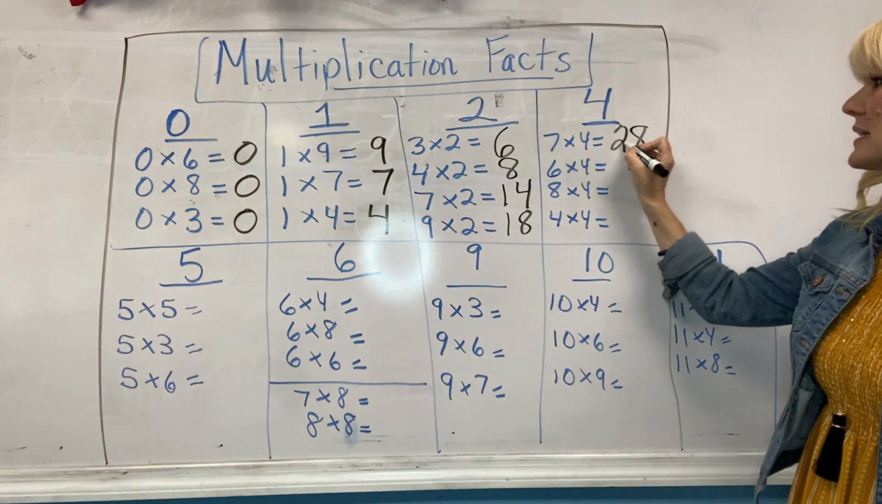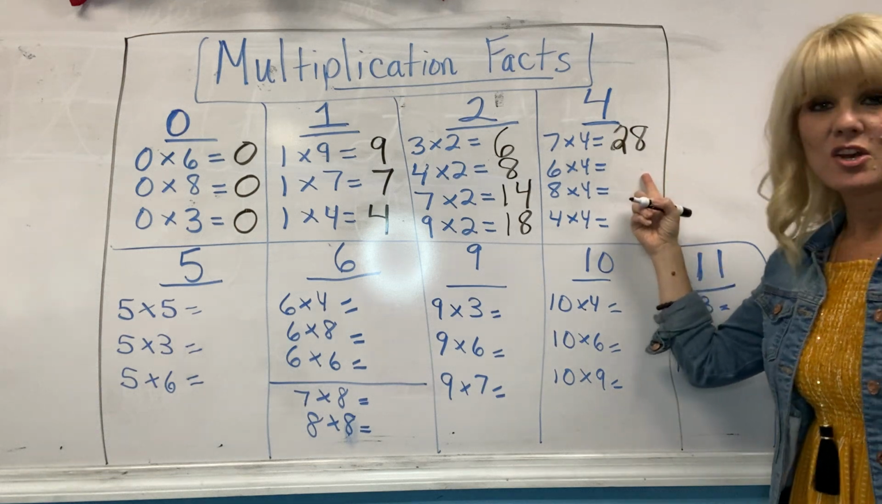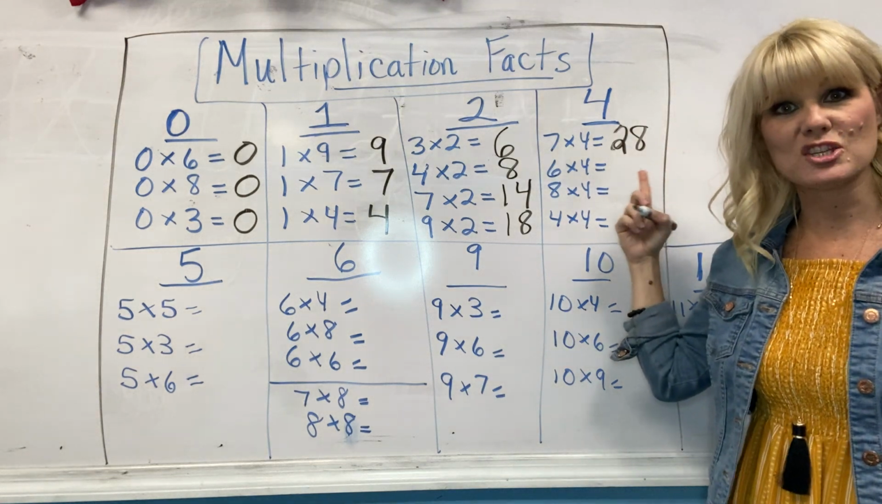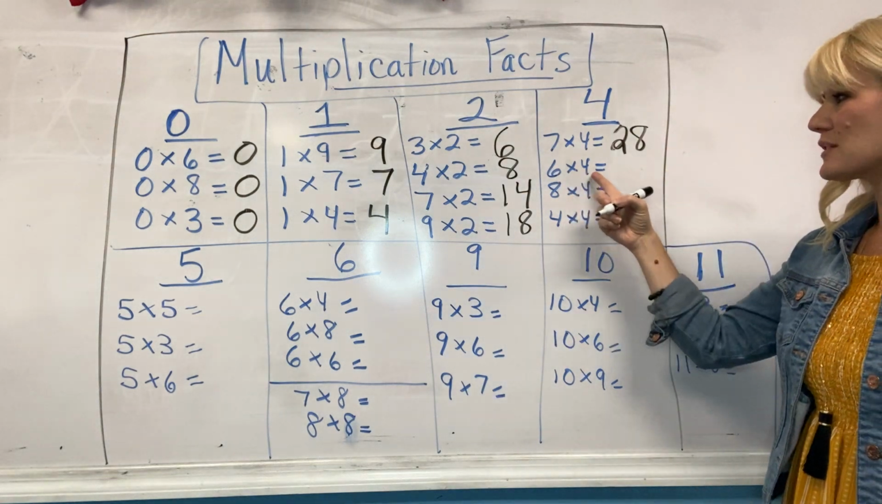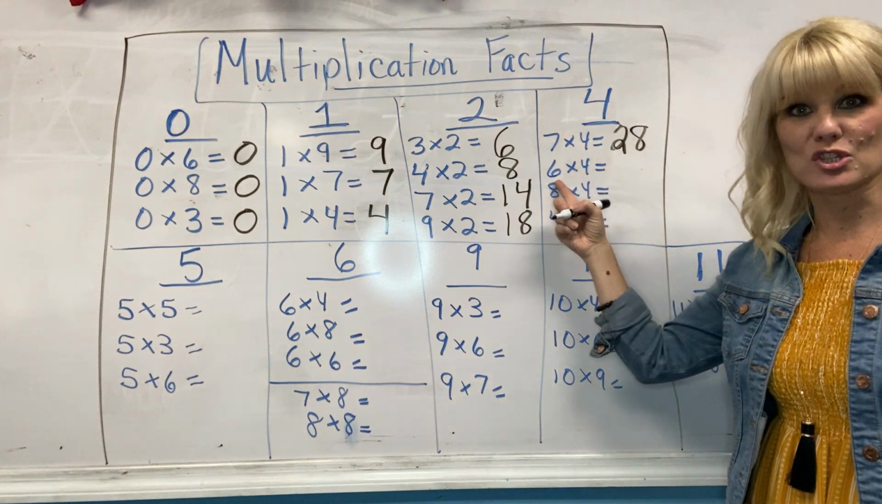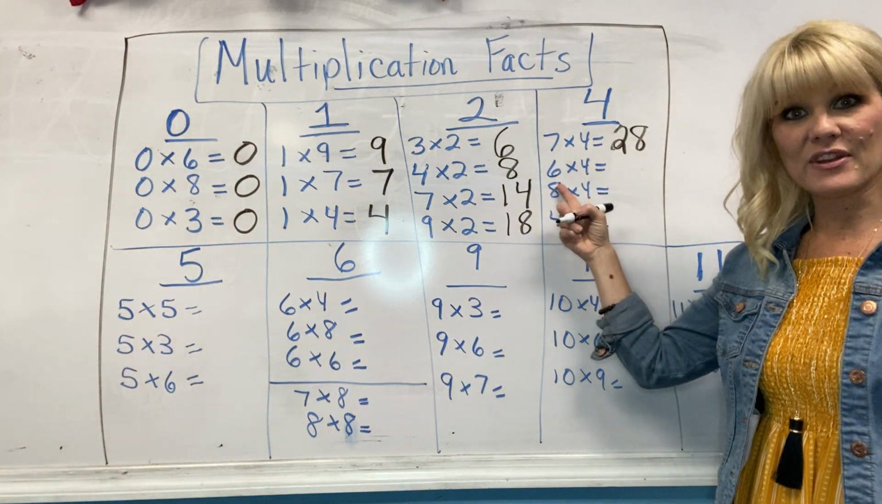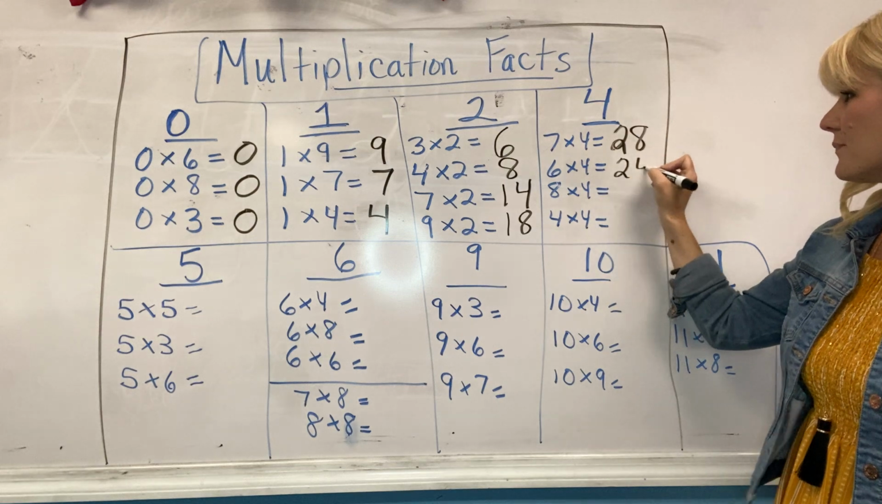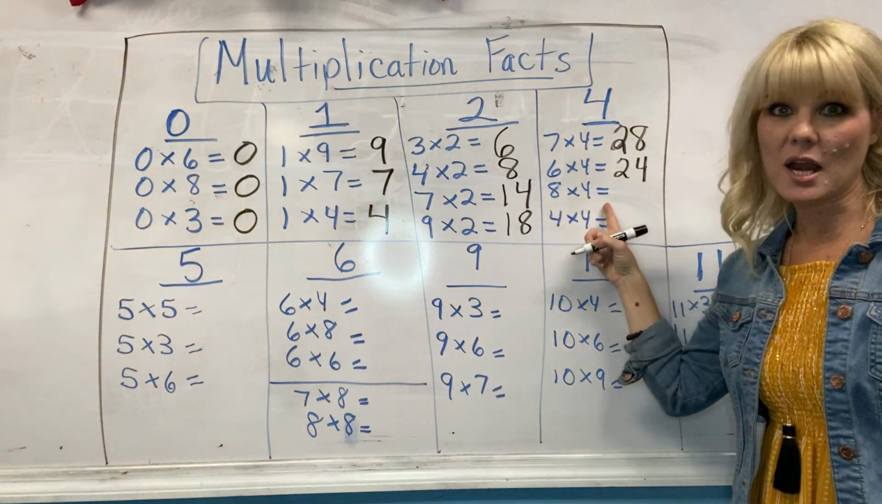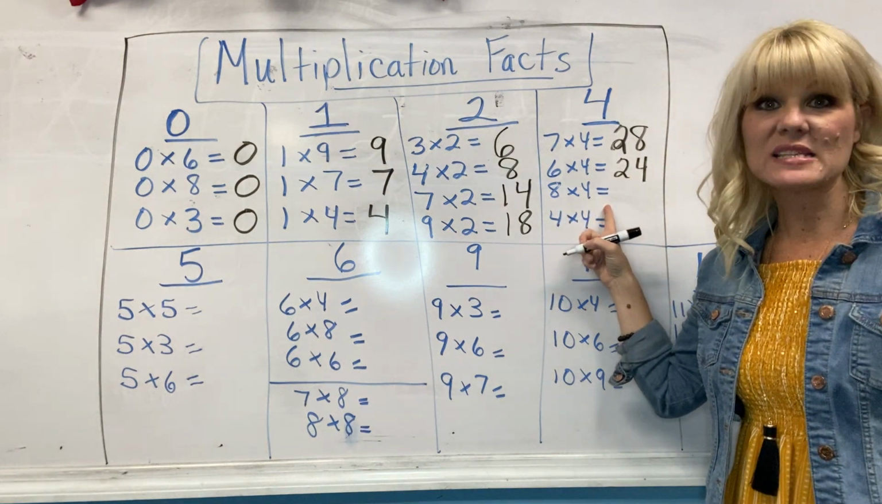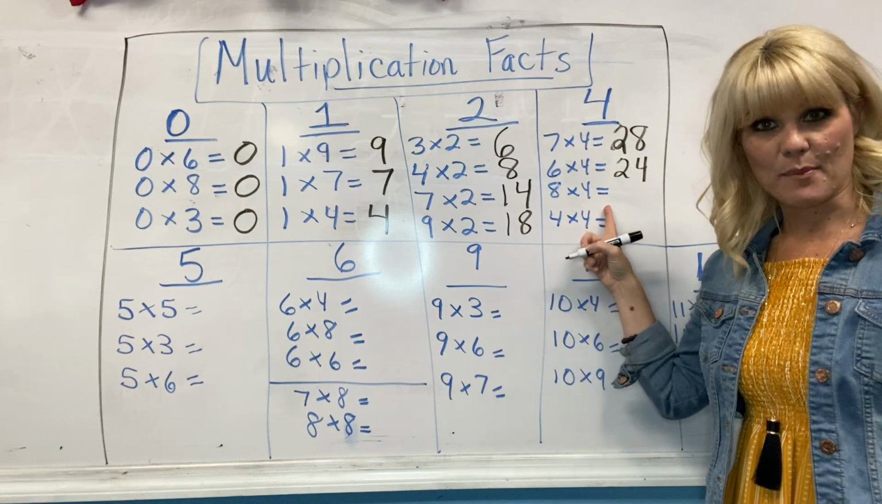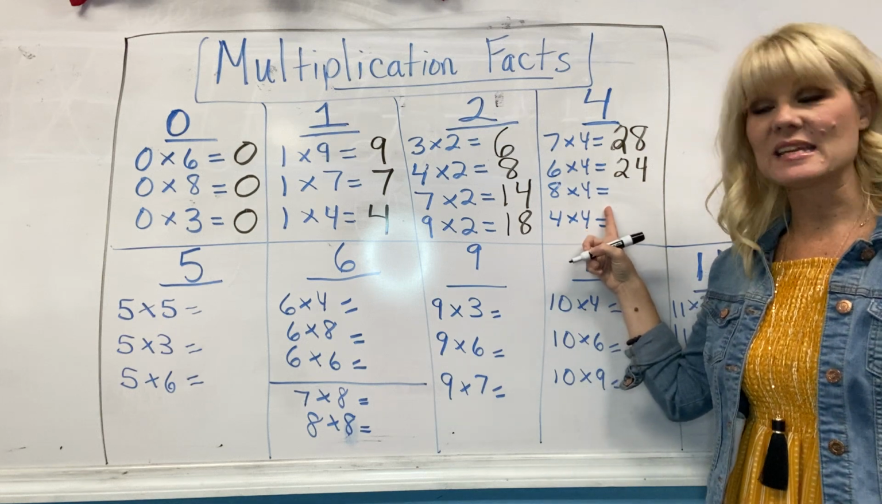Now, obviously, it's better to just memorize this, but if you're on a test and you don't know, at least you have a trick. 6 times 4, I'm going to take 6 and double it, which is 12, and then take 12 and double that, and that's 24. 8 times 4, a lot of people forget this one. 8 plus 8 is 16, and then we double it again. 16 plus 16 is 32.